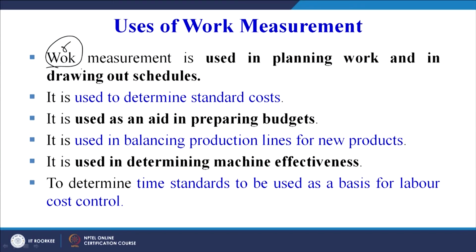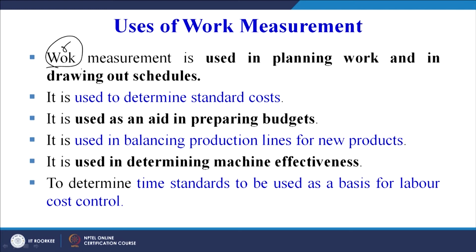Now, what are the uses? Work measurement, there is a spelling mistake here. Work measurement is used in planning work and in drawing out the schedules, which we have already seen in the objectives of work measurement. It is used to determine the standard costs for producing the parts. It is used as an aid in preparing the budgets, because here we can very easily see how much money has to be paid to the workers for performing the various tasks.